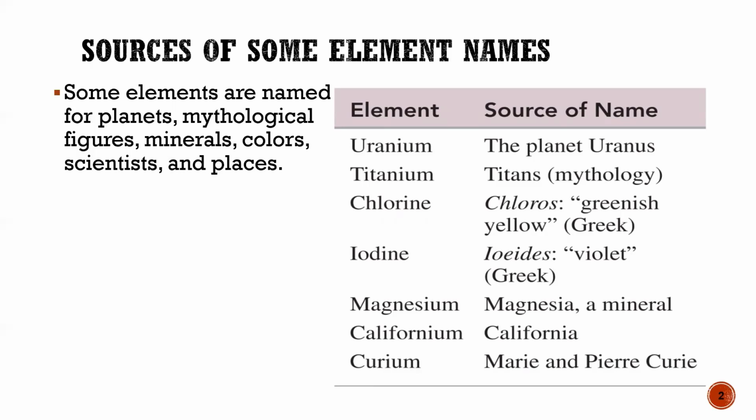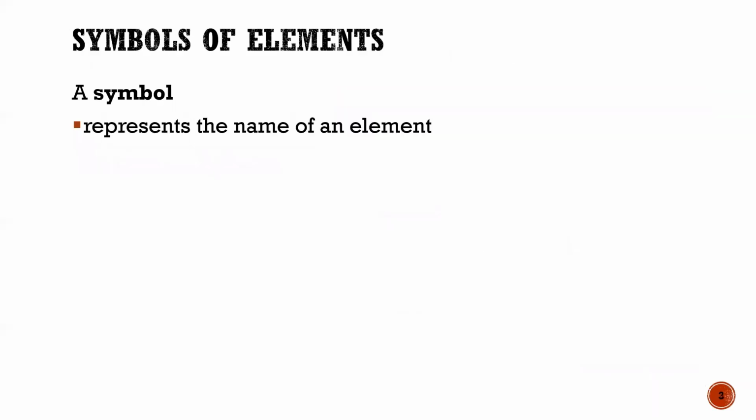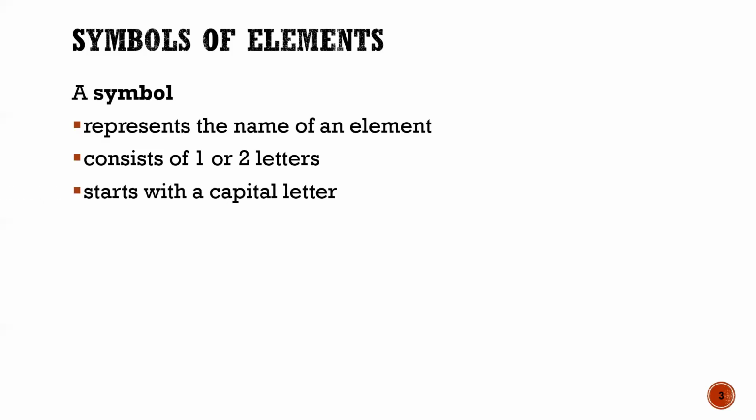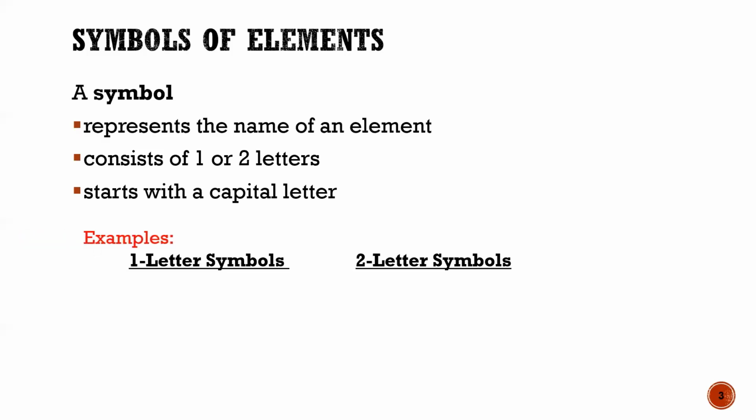But now let's talk about the symbols that represent these names. A symbol is just a representation of the element. It's the easiest way to show that we're discussing this element. Typically it consists of 1 or 2 letters, and it always starts with one capital letter. It can have 2 letters, and with 2-letter symbols, what you tend to notice is that the second letter will be lowercase. Here are a couple of examples.